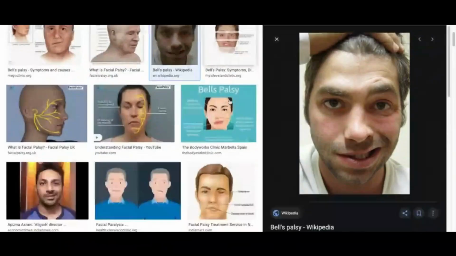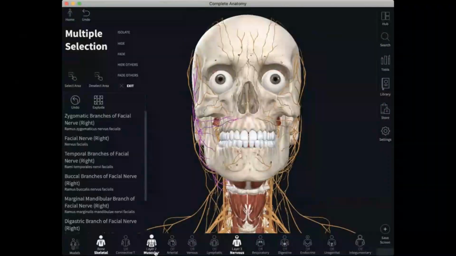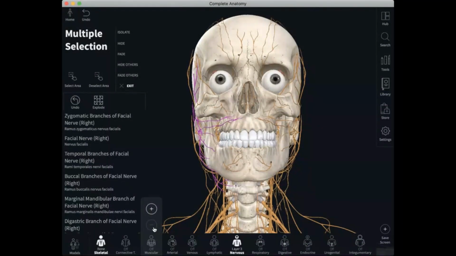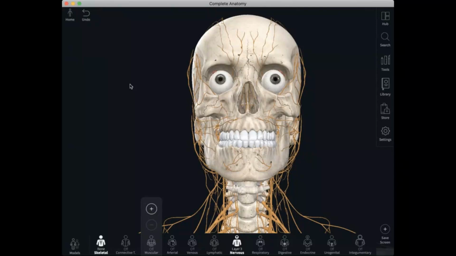Okay, so let's go to the next nerve, the vestibulocochlear nerve. This is the eighth cranial nerve. It's a sensory nerve. It is starting near the cerebellum, and the fibers are going to the temporal lobe, where the auditory functions are located.